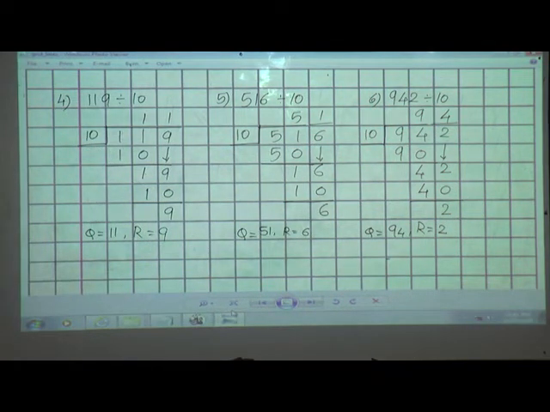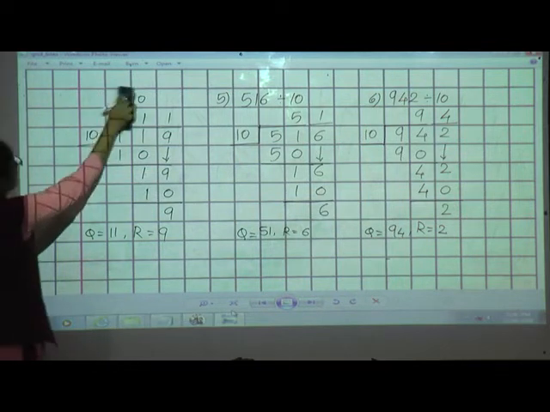Then next example, the seventh one, 348.